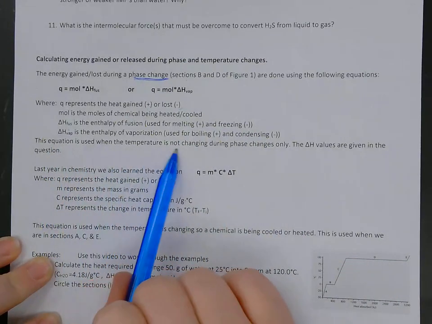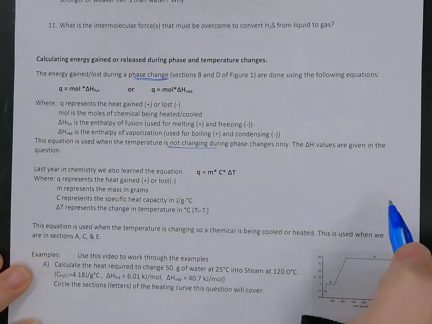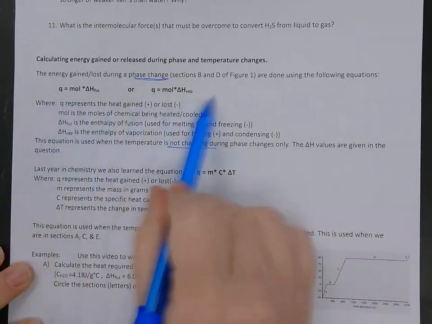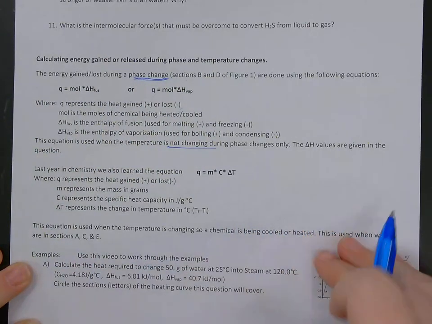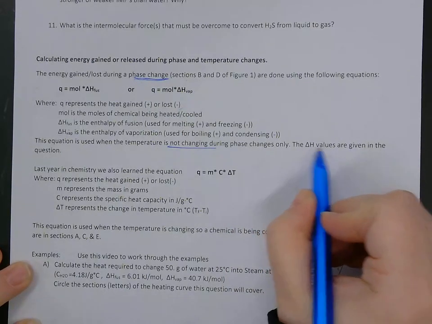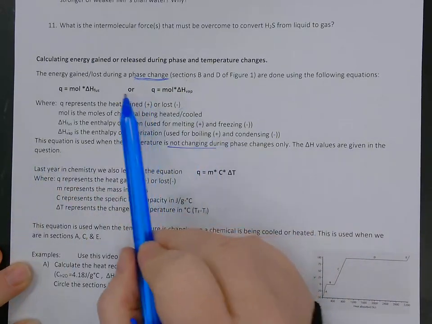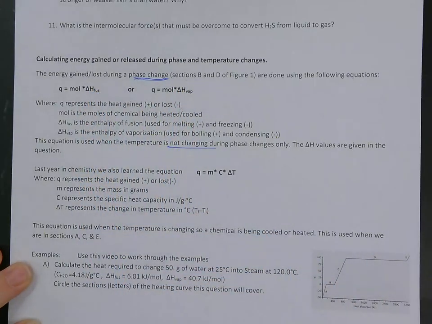This equation is used when temperature is not changing, during the phase changes only. So there's no temperature involved in these equations because the temperature is staying constant. It's those flat plateaus in the graph. The delta H values are given in the question. So we are going to be given these values, delta H, to actually calculate our values.